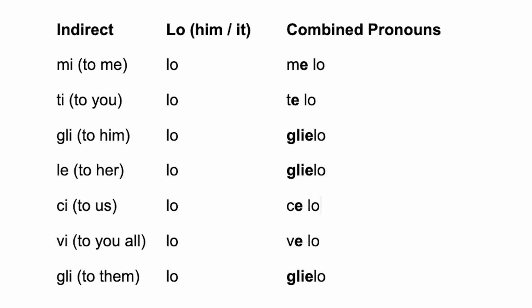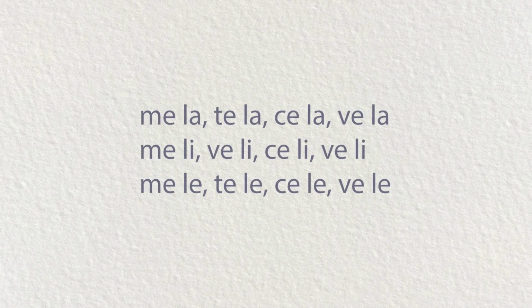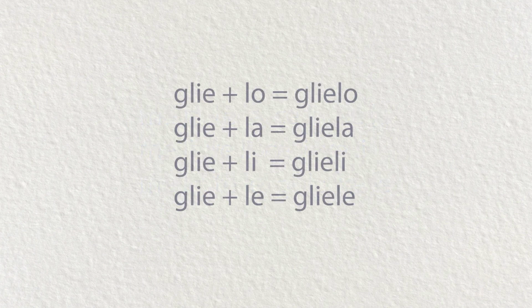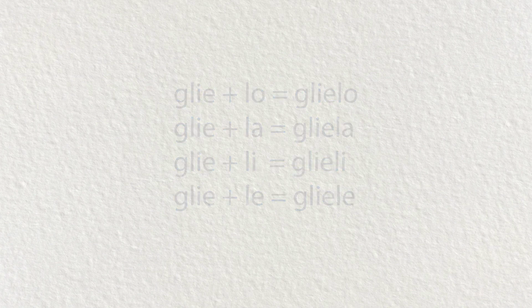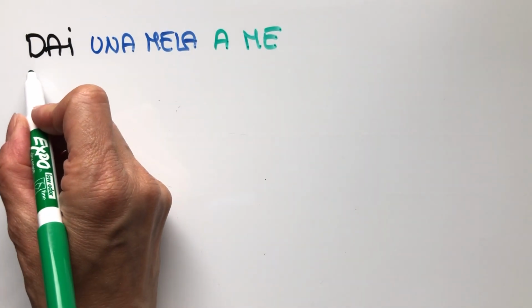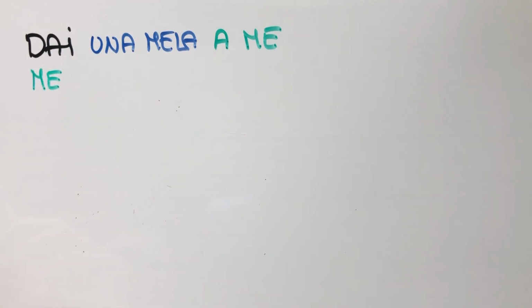The same principle works when indirect object pronouns are combined with the direct object pronouns la, li, and le. The pronoun gli combined with the direct object pronoun becomes glie plus lo, la, li, or le. It's one word. Glielo, gliela, glieli, gliele. Let's look at some examples to see how this works.